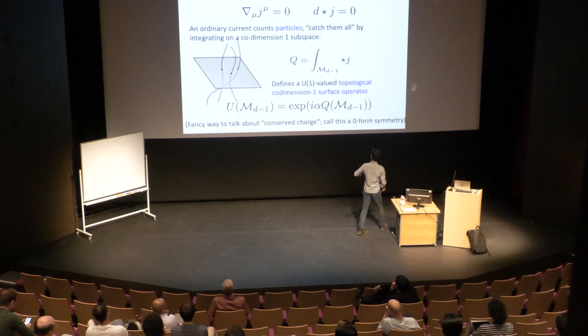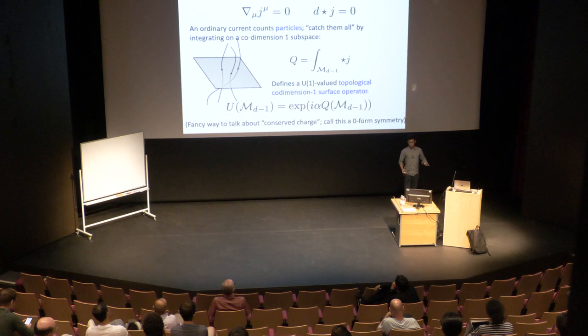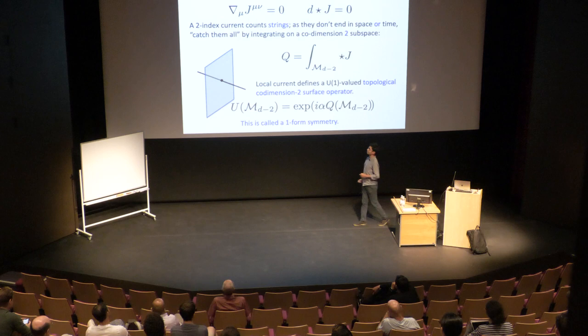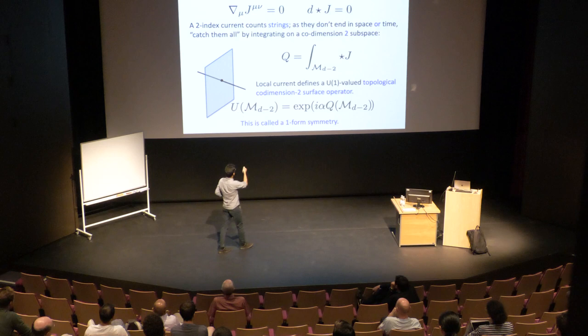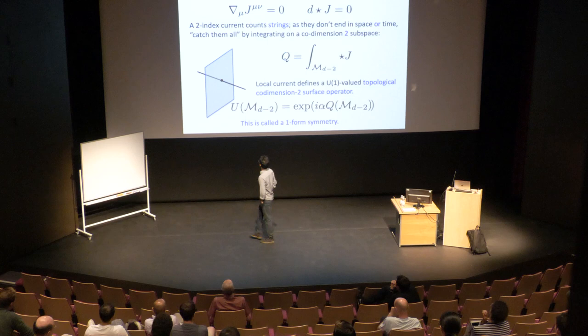So now, here is a natural thing to do once you start writing things like this. Why do we need to stick to J having only one index? You could imagine, for example, having a higher form symmetry, which involves a J that has two indices. This is a very simple idea, but I think it was first understood carefully in this very nice paper by Gaiotto, Kapustin, Seiberg, and Willett. And these ideas have been fueling a lot of development in the field lately, actually. So let me tell you a bit about this.